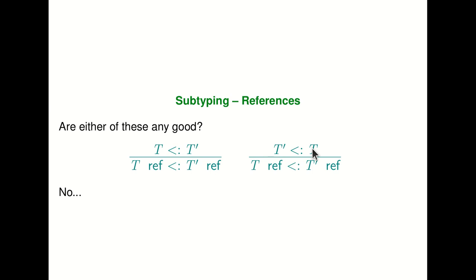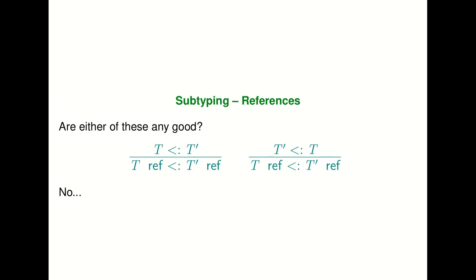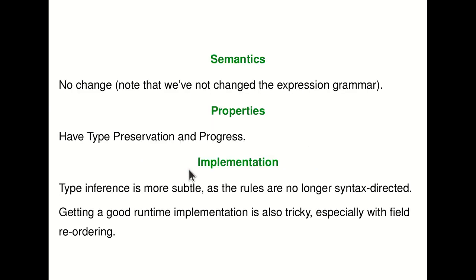And the justification for this might be, well, if I have a T ref, and I use it as a T prime ref, and someone stores a T prime into this reference, then T prime had better be a subtype of T. And it turns out that neither one of these is good, because both of the arguments that I gave to you are correct. If you have a T ref, you can get a T out of it. So this condition up here is absolutely essential. But on the other hand, you can put things into a reference as well. And so the contravariant argument also makes sense. And so the only typing rule that makes sense for reference subtyping is T ref is a subtype of T prime ref if T is a subtype of T prime and T prime is a subtype of T. So they're only subtypes when they're equivalent types.